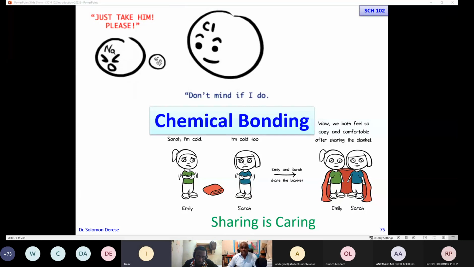Now, it is not all the time that you can achieve such an arrangement of electrons, the arrangement of the noble gases, through transfer of electrons. Sometimes it is required to share these electrons. For example, in this cartoon, you will see two ladies, Emily and Sarah. Both Emily and Sarah are feeling cold. They are shivering, but there is a blanket between them.